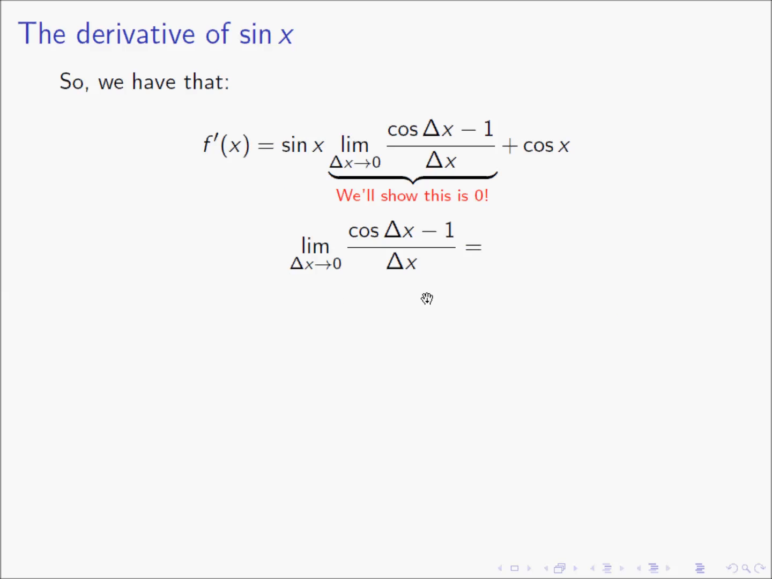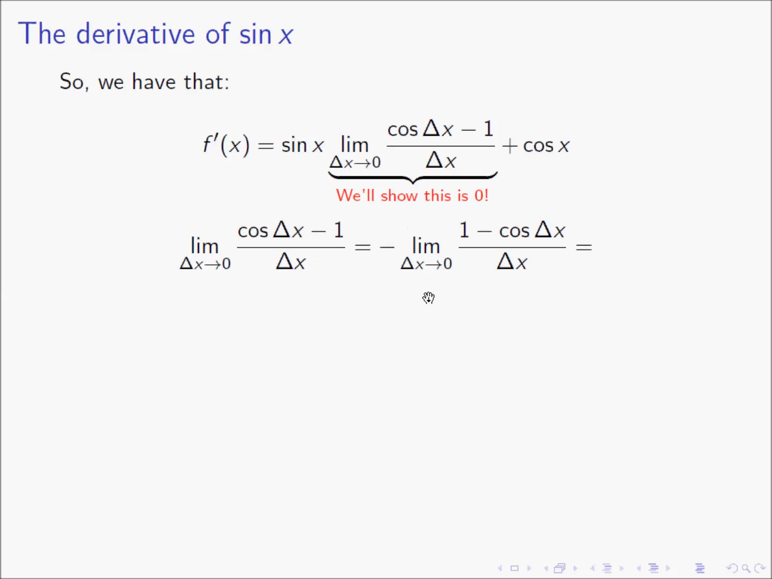We're going to solve this limit separately, like this. We can multiply the numerator by minus 1 and divide by minus 1, so we can take the minus 1 out of the limit sign. So here the signs are reversed. Instead of cosine of delta x minus 1, we get 1 minus cosine of delta x. And now we're going to multiply and divide by the conjugate of this expression, that in this case is 1 plus cosine of delta x.